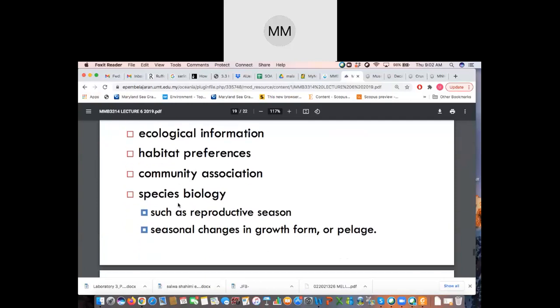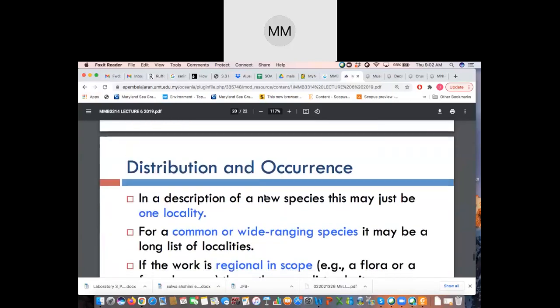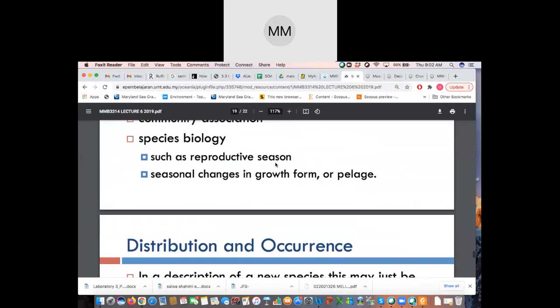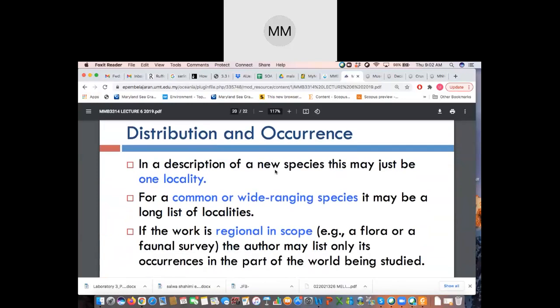Some of the species have different biology. Sometimes their reproductive seasons are very different. It's different in a seasonal aspect, how it grows, in terms of the male, female, etc. All of that has to be explained here. Another aspect we will look into is distribution and occurrence. Sometimes if it's not too lengthy, it also comes under the ecology section. For a description of a new species, it may be just one locality. For a common or wide-ranging species, it may be a long list of localities. If the work is regional in scope, the author may list only its occurrences in the part of the world being studied.